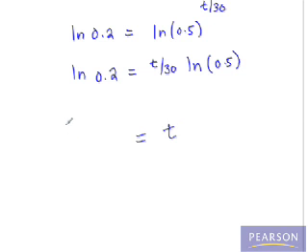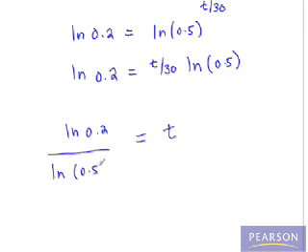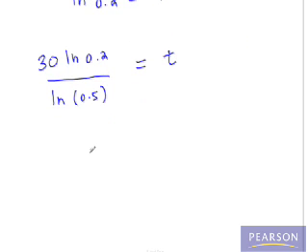So again, we're going to take the natural log of 0.2. We're going to divide both sides by the natural log of 0.5, so that would give us natural log of 0.5 in the denominator. And we're going to multiply both sides of the equation by 30, which would cause us to multiply the numerator of this fraction by 30. So then number crunch this expression on your calculator, and you'll get T is approximately equal to 1.16 hours.